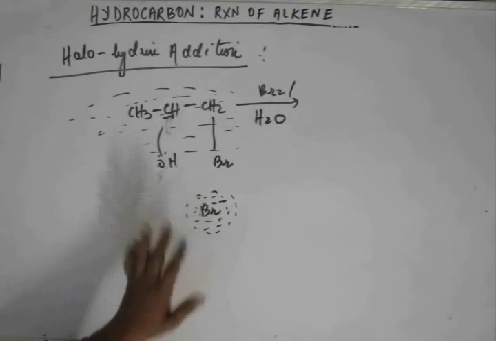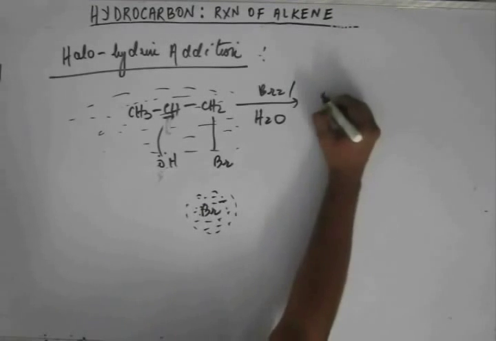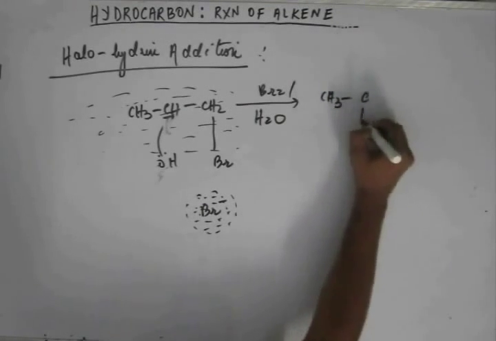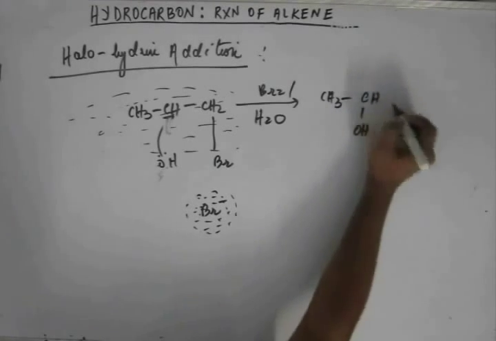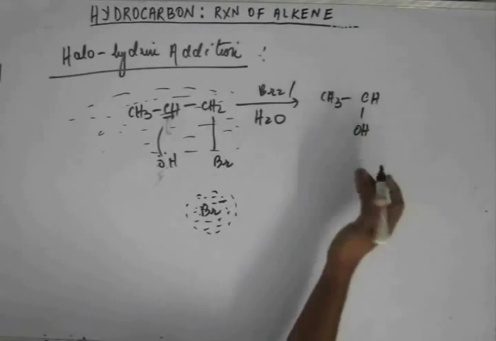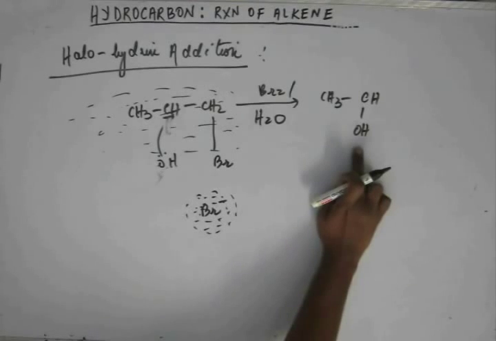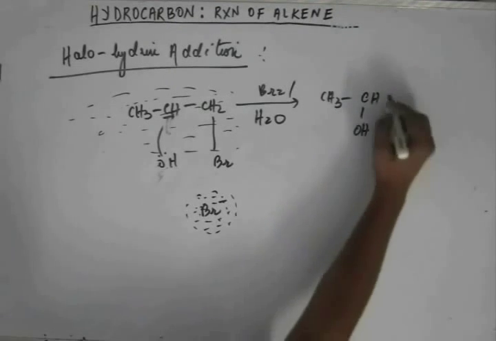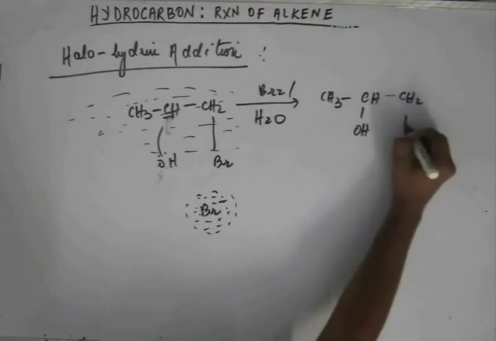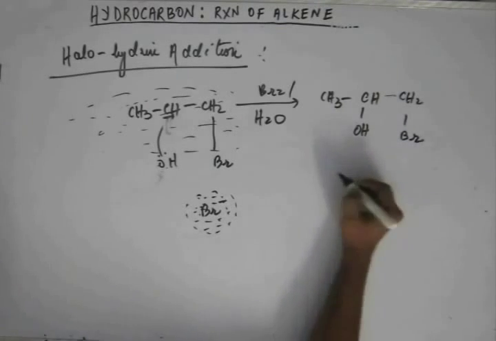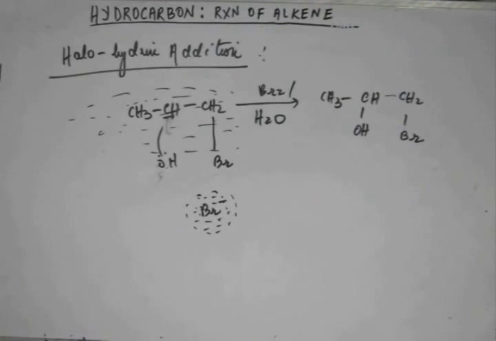So this is halohydrin. So what we would get is the OH group on the carbon which can have more stability of plus charge. We can form a more stable carbocation. That means OH will be on the more substituted carbon and halogen on the less substituted carbon. This is halohydrin addition. Nothing new, simple, easy.